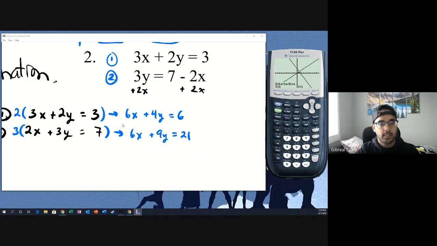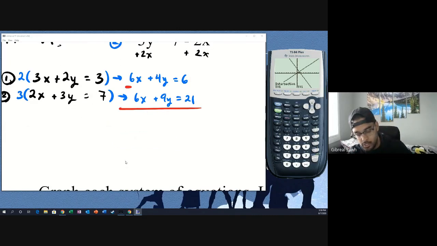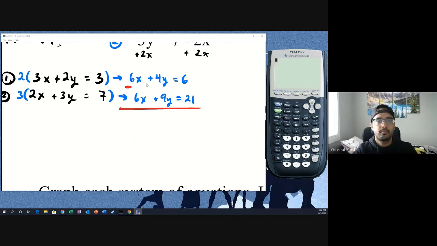Now we're going to try to actually eliminate one of our variables. Since we chose to make the x's the same, now I have 6x in one equation, 6x in the other. If I were to subtract those 2 equations from each other, we're going to notice that 6x minus 6x gives us 0 x's. So this is why it's called elimination, where you're effectively eliminating one of those variables. So 4 minus 9 will give you negative 5y's. And then 6 minus that 21 will give us negative 15.